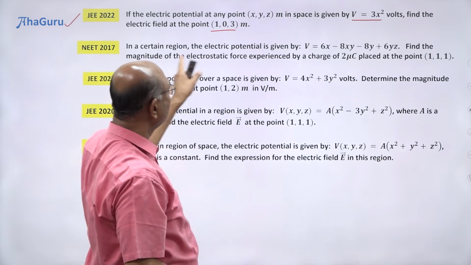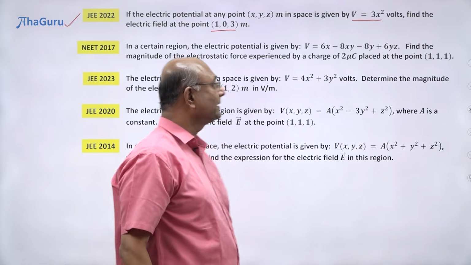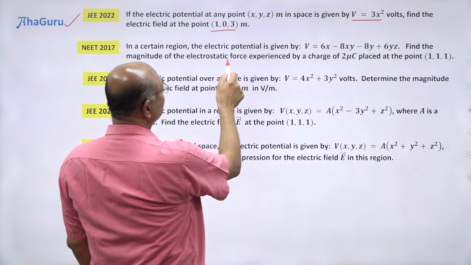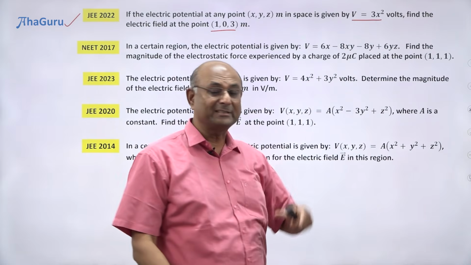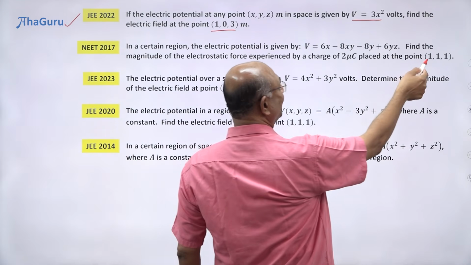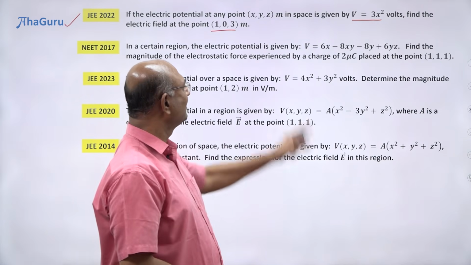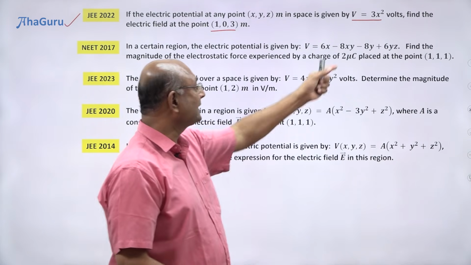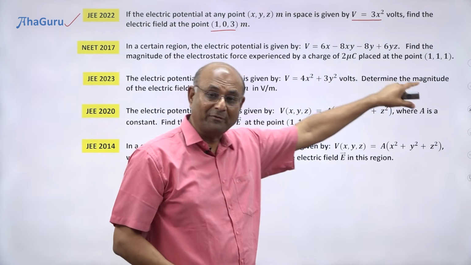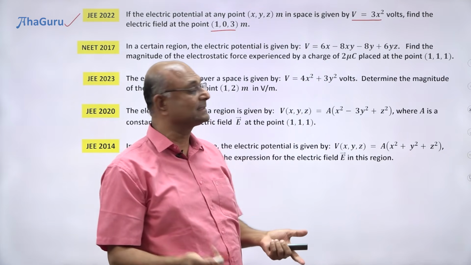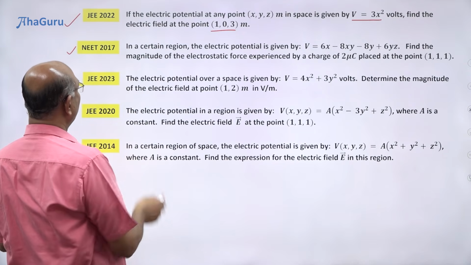NEET 2017. If you look at this, actually it is almost the same potential formula, right? Except they've asked you what is the magnitude of the electrostatic force experienced by this charge kept at 1, 1. We can answer this very easily. How? Since at this point we know the electric field, if you remember it was root of 140, no? Newtons per coulomb, multiplied by the charge, Q times the electric field will give you the electrostatic force. You only want the magnitude. So root of 140 into 2 into 10 to the power of minus 6. That will be the answer. You can do that easily. You see that same idea can be applied to solve this problem.